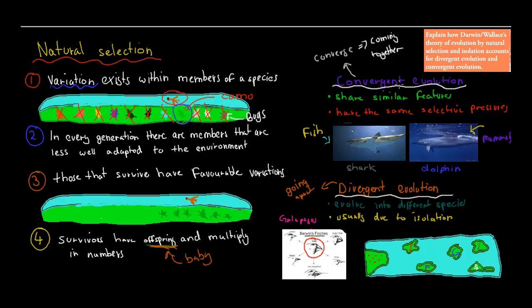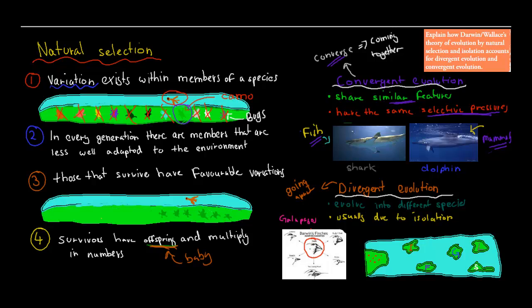And then we had convergent evolution. Converge meant coming together. So these are different types of species that share similar features because they have the same selective pressure. I'm going to go over that again, what that meant. So the example was the shark and the dolphin. The shark is a fish and the dolphin is a mammal. They're not closely related genetic-wise. They're actually quite different in terms of genetics. One is a mammal, the other one's a fish. But they look very similar in terms of their bone structure and what features they have.